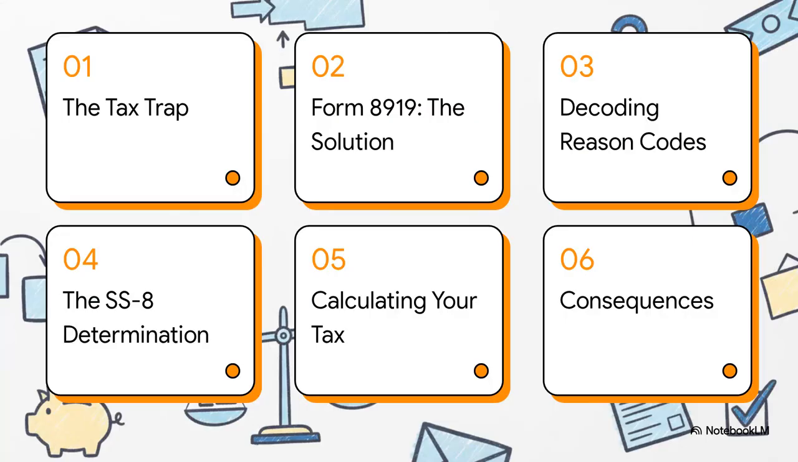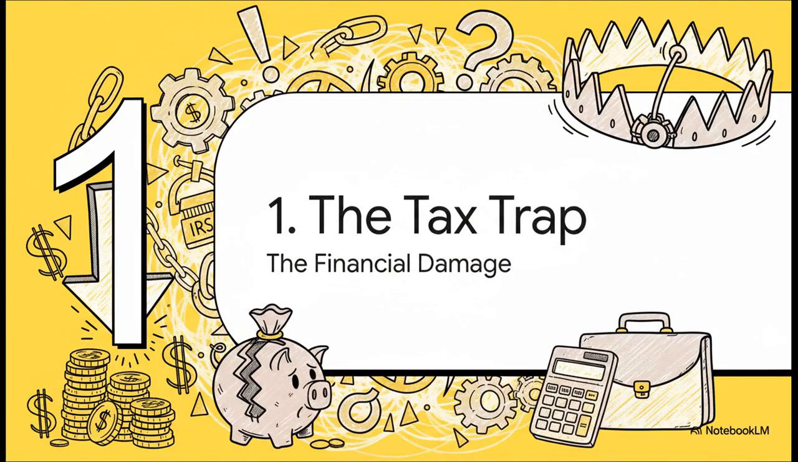Okay, so here's how we're going to break this all down. First, we'll look at the tax trap itself. Then, we'll introduce Form 8919, which is your way out. After that, we'll get into the real technical stuff, the reason codes and the whole SS-8 determination process. And finally, we'll crunch the numbers and talk about the real-world consequences you need to consider. Let's get started.